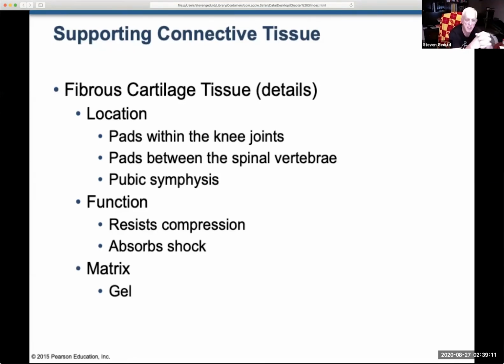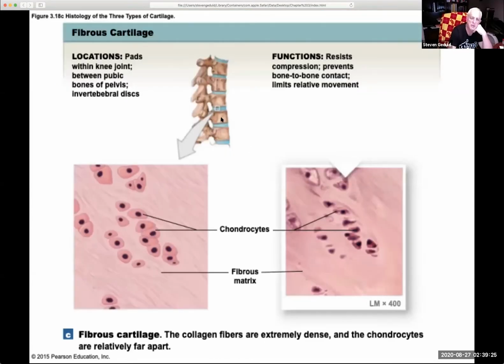Pads of the knee joints, pads of the spinal vertebrae, the pubic symphysis. It resists compression and it absorbs shock. These are fibrous cartilage. Okay, you can see it in the spinal cord here. Pads with the knee joints, pubic bones, and intervertebral discs. Again, you've got your chondrocytes, and those are in lacunae, and then your fibrous matrix.